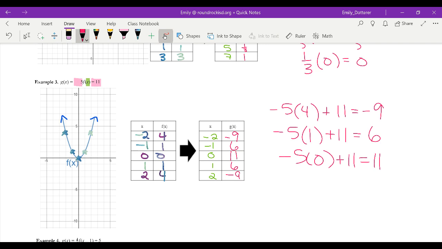Okay. So, gonna graph this. So we have the point -2, -9, -1, 6, 0, 11, 1, 6, and 2, -9. Okay. So I'm going to make sure it's curved there and then do my best. That went pretty well to get it all the way down there without it being too squiggly. And label it g of x.